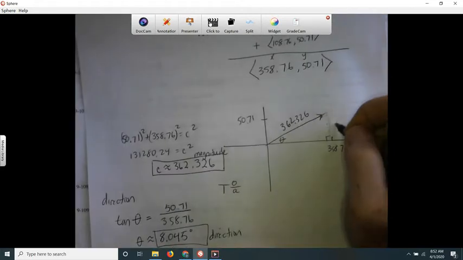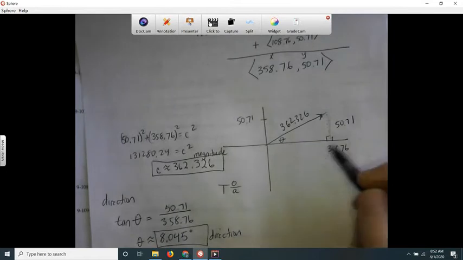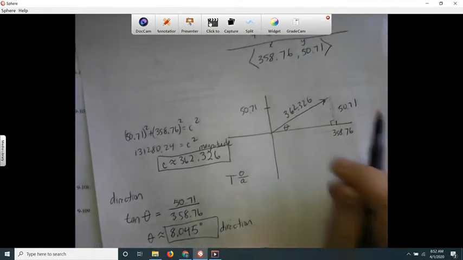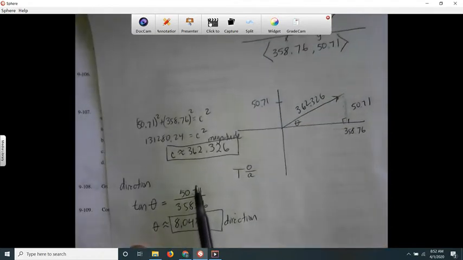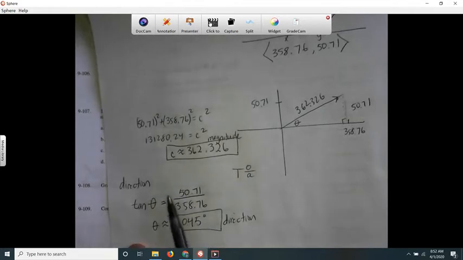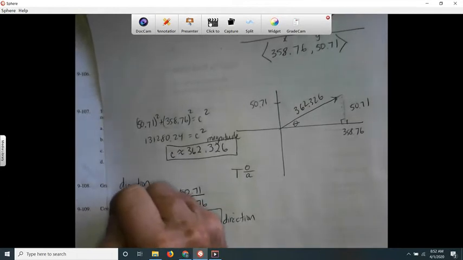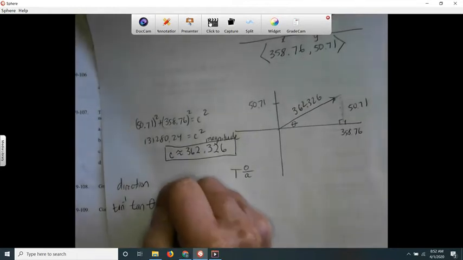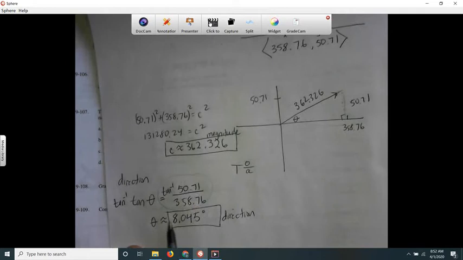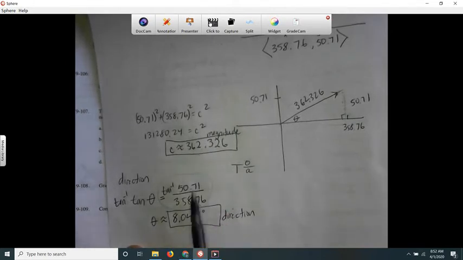This number is 50.71, and this distance is 358.76. So tangent theta is opposite over adjacent. And then I can take the inverse tangent. I didn't show that, but I can take the inverse tangent of both sides. I just stick the inverse tangent of this fraction in my calculator, and I get that as the direction. So this is the answer to letter A.